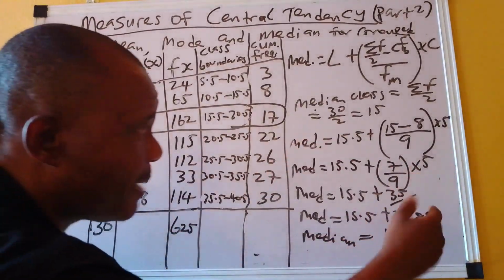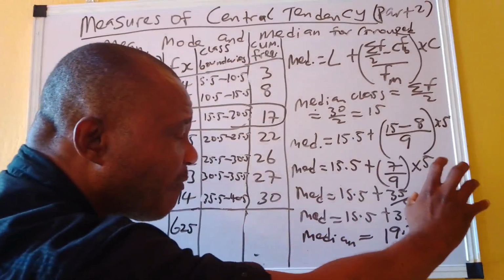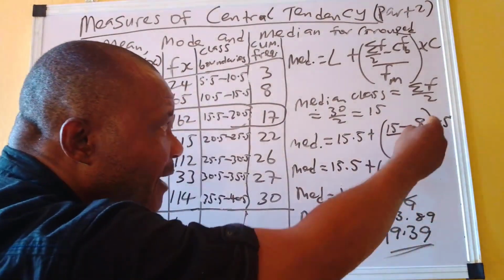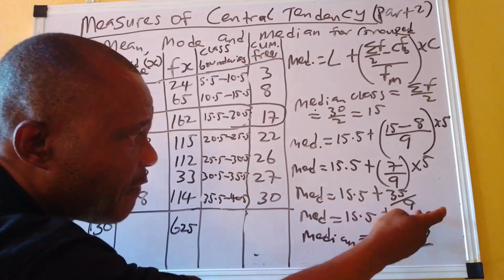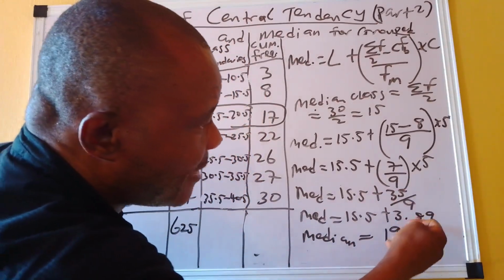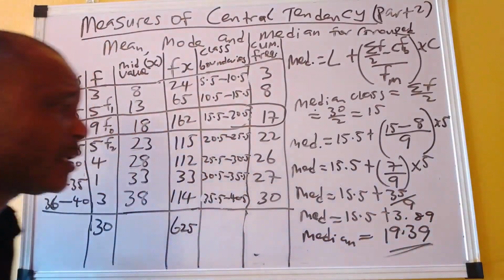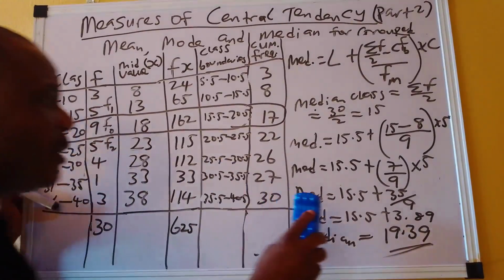Then you begin to slot them in. You do the addition at the end. You should follow the rules of mathematics. 15 minus 8 is 7, all over 9, times 5. 7 times 5 is 35, over 9. Then you divide that: 35 divided by 9 is 3.89. Then you add 3.89 to 15.5, you will now get 19.39. So our median is 19.39.